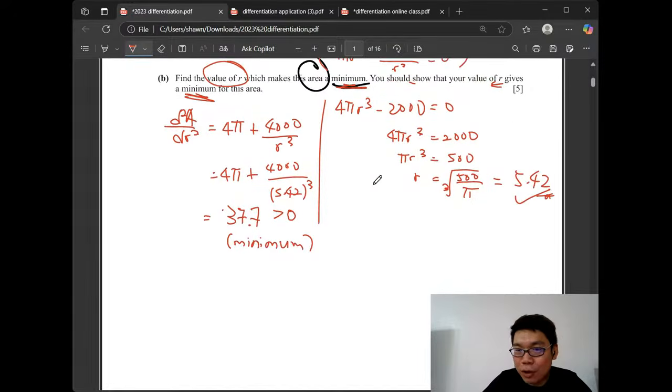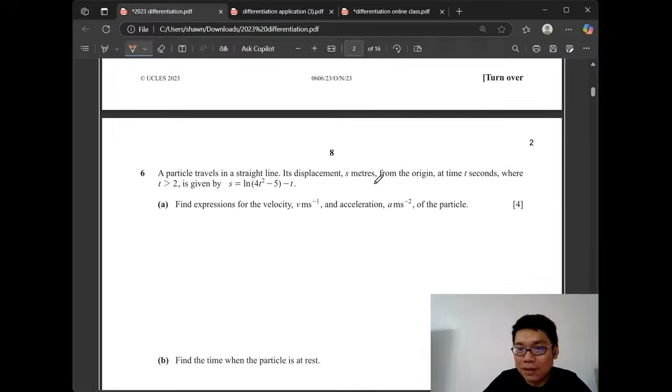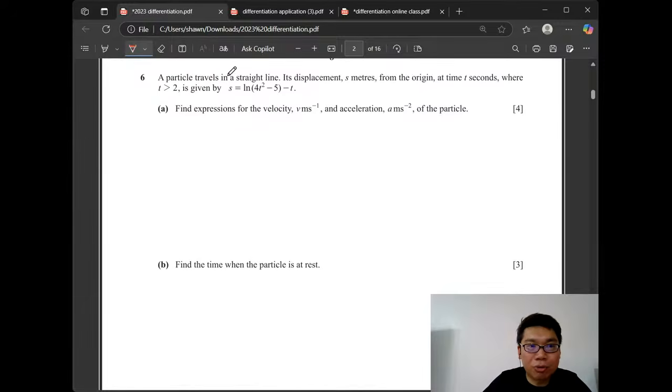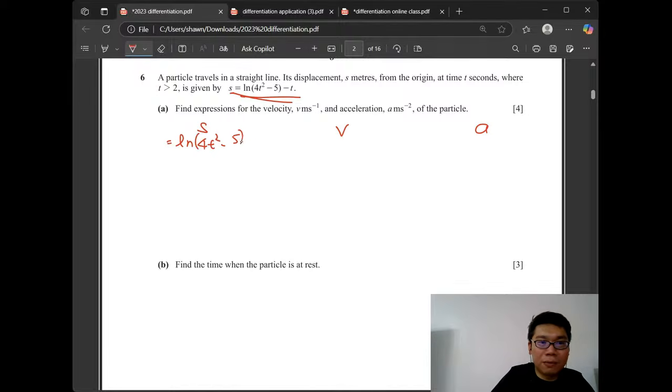Okay, no question. Then we proceed to the next question. Okay. So next question says a particle travels in a straight line. The displacement is given like this. So this question very obviously is an SVA question. So the info given is this. We just differentiate to find v, differentiate to find a. So the first question asks you what is v and a.